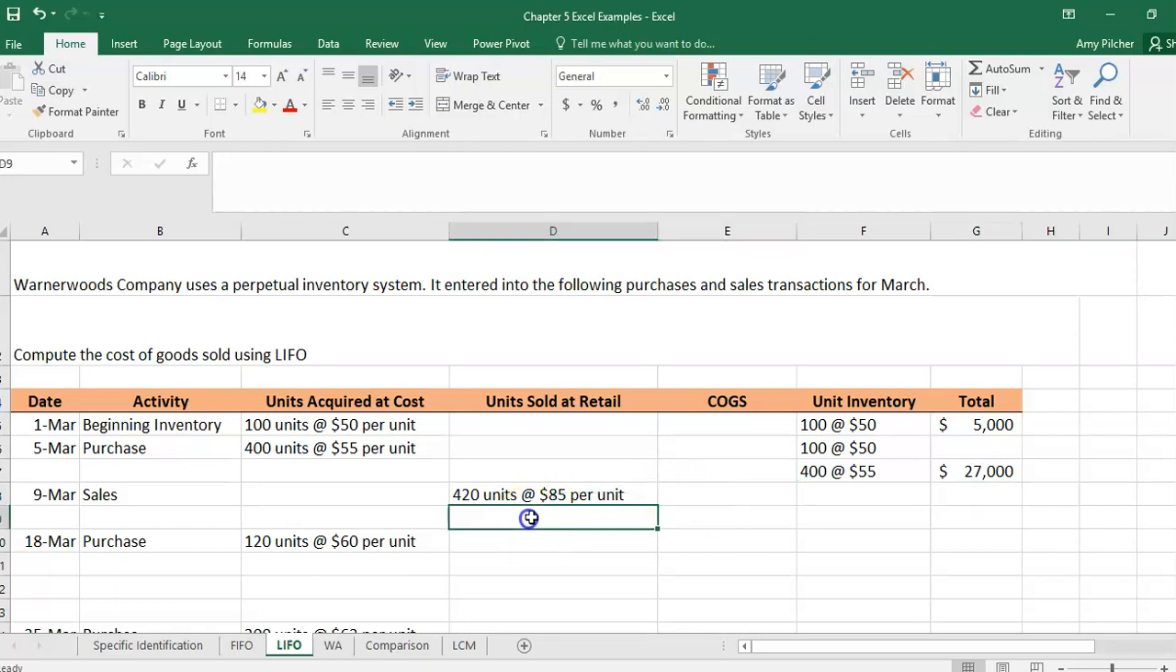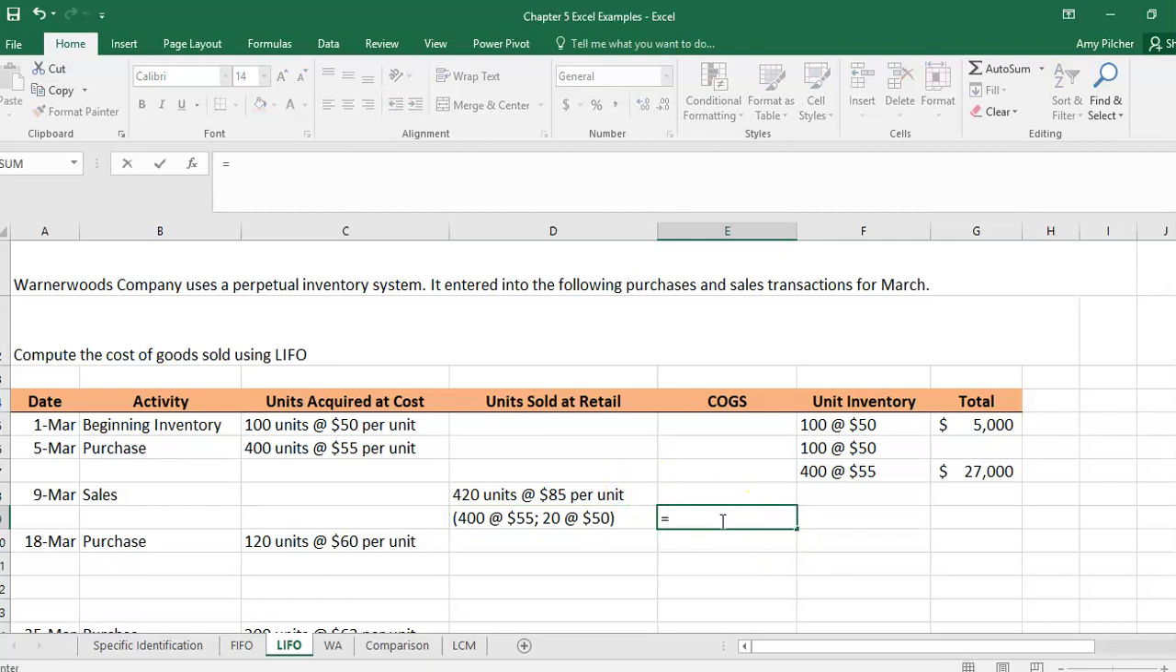Now, when we sell these 420 units, 400 of them are at the $55 cost, the most recent cost we just added, because we're using LIFO. So last costs are the first out. And the additional 20 come from our beginning inventory of $50 per unit. So our cost of goods sold under LIFO is 400 times 55 plus 20 times 50. And our ending inventory is 80 at $50.